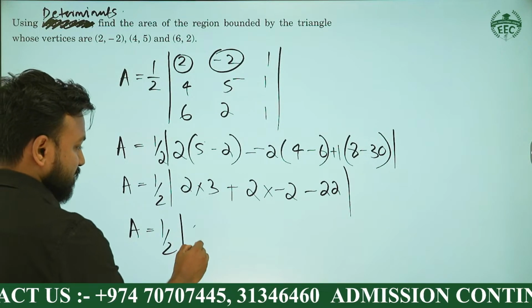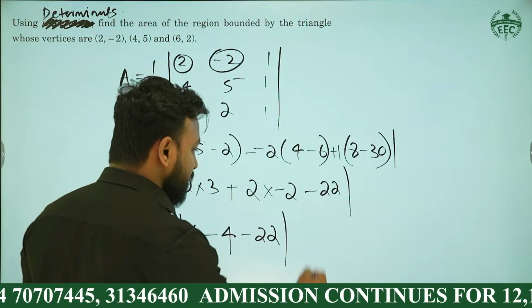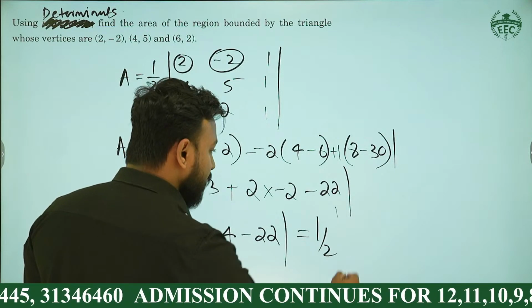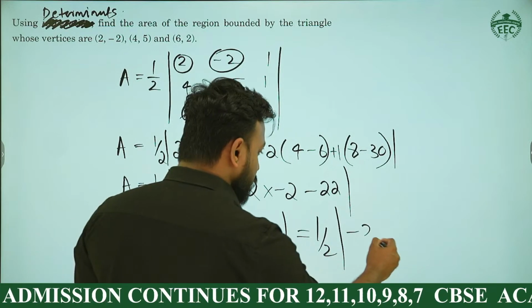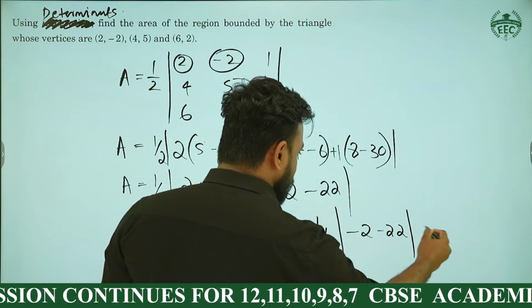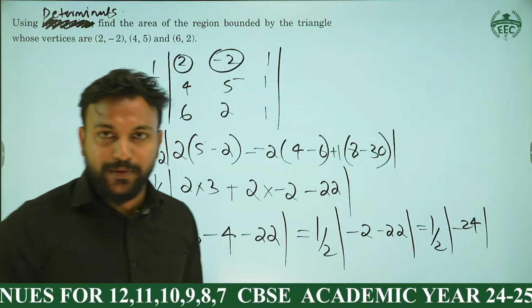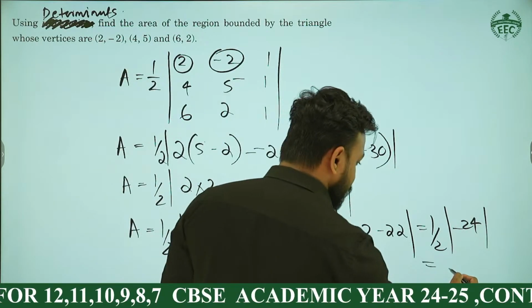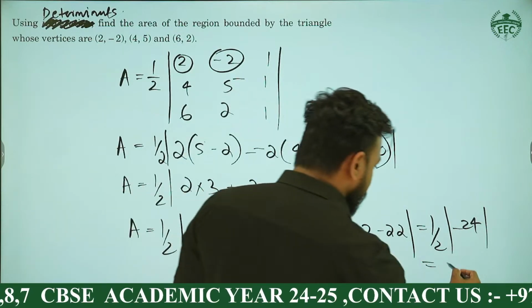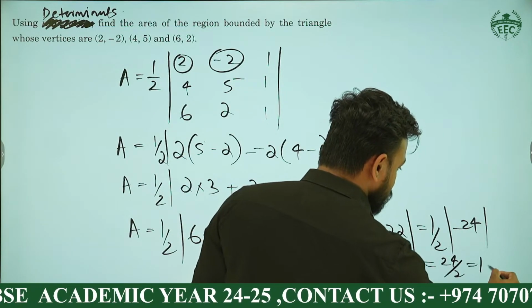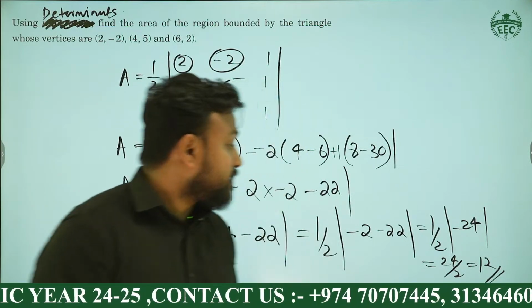This becomes 6 minus 4 minus 22. That will be equal to half of 6 minus 4, which is minus 2, minus 22. That will be half mod minus 24. The answer will be 24 by 2, that is 12. Okay, that's the answer, and this is the final question.